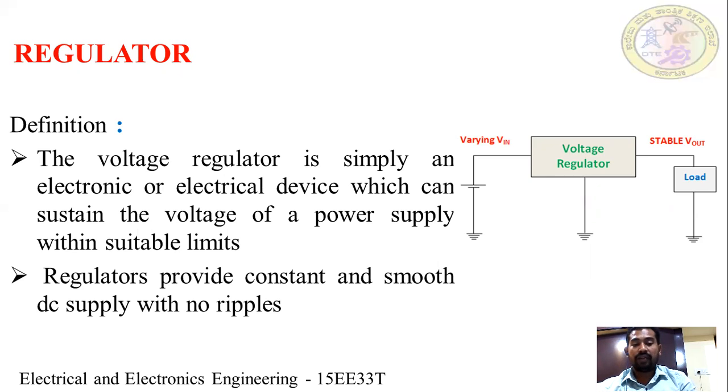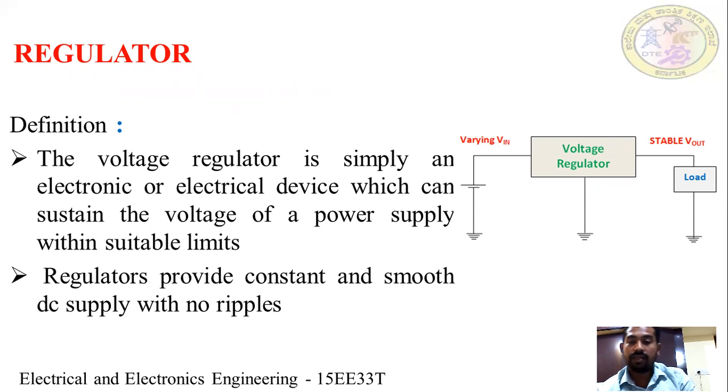The regulators actually provide a constant and smooth DC supply with no ripples. Ripples means the AC content which is present in the DC output. That is considered as ripples. The regulators provide a constant as well as smooth DC supply with no ripples.